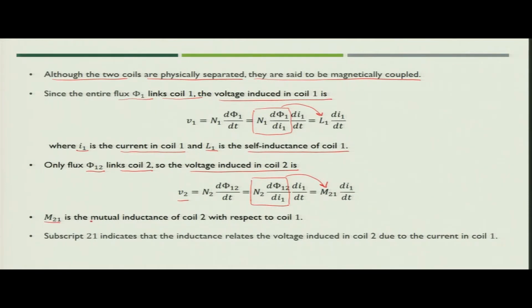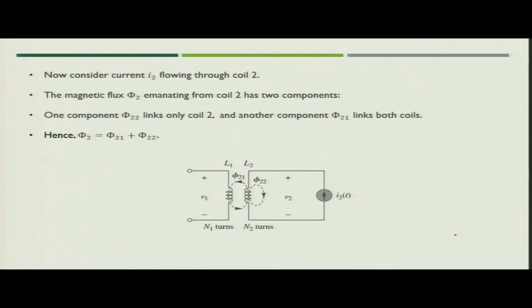What is M 21? M 21 is the mutual inductance of coil 2 with respect to coil 1. Now, the subscript 21 written in M 21 indicates that the inductance relates to the voltage induced in coil 2 due to the current flowing in coil 1.